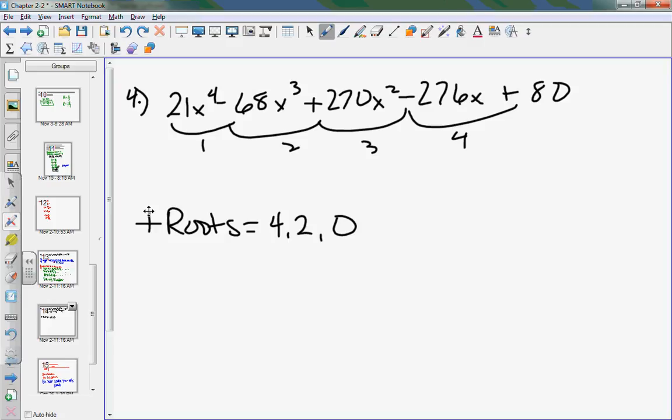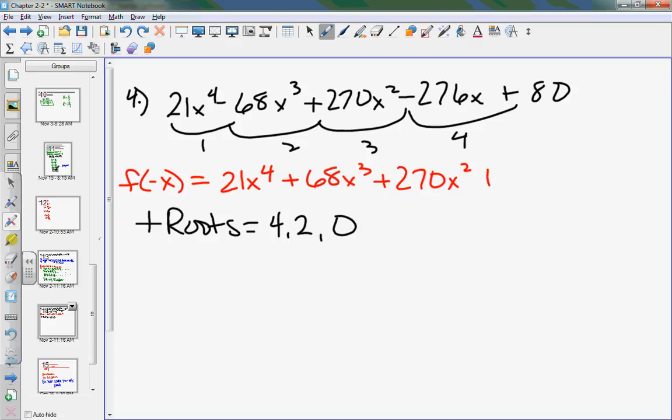Now I need to do at that negative x. Well, what changes? Even or odd powers. So 21x to the 4 stays. That changes to positive 68x cubed. That stays. This changes to positive 276x. And this 80 stays. Do I have any sign changes? There's absolutely none across the board. Do we see that? Do you see what I see?